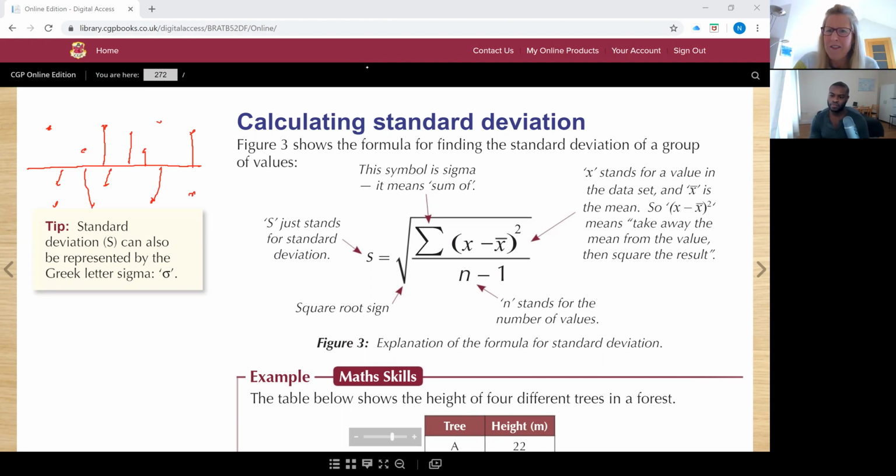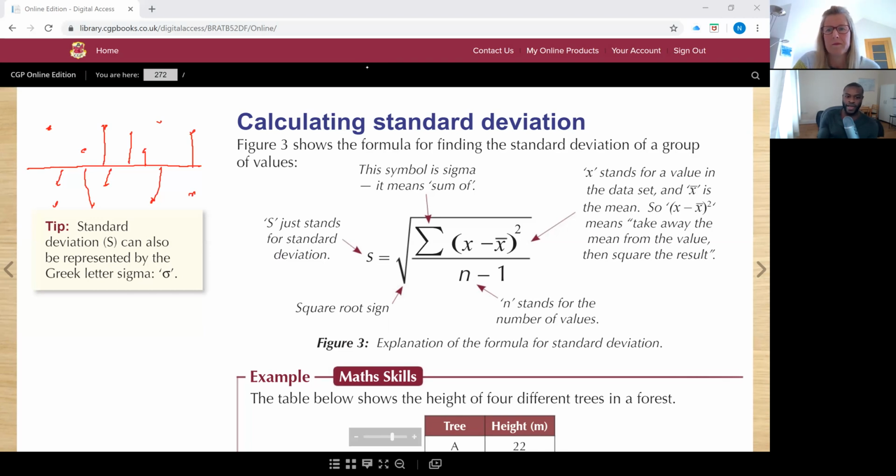How's it used in maths? For A-level maths, you're going to need to know how to calculate the standard deviation of two main types of distributions. The first one is binomial distribution, and the second one is normal distribution. From a more practical sense, you'll see that standard deviation is used in so many places, for example, the financial world.